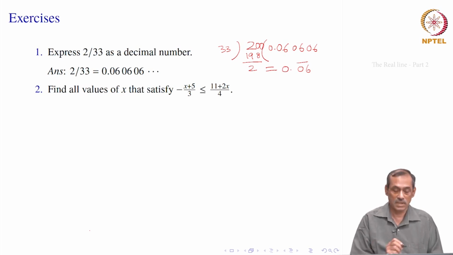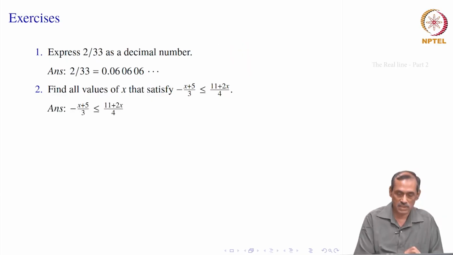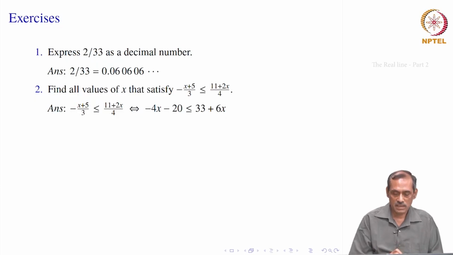We have to of course use our laws of addition, multiplication and so on. So, we start with that inequality, and it is the same thing as multiplying 12 to both the sides. Multiply 12 with 3, the 3 is cancelled, with 12 we get 4. So, minus 4x minus 20 on the left side, and on the right side you have 11 plus 2x into 3, which is 33 plus 6x. So, now we take x to one side and numbers to the other side.